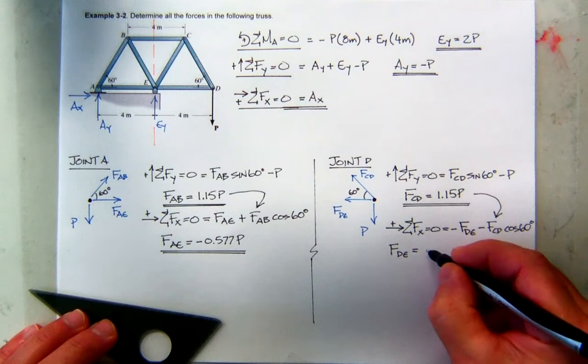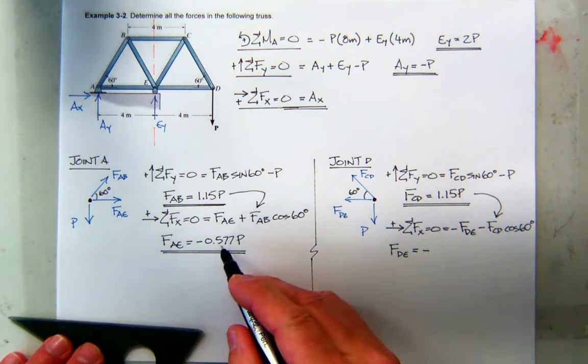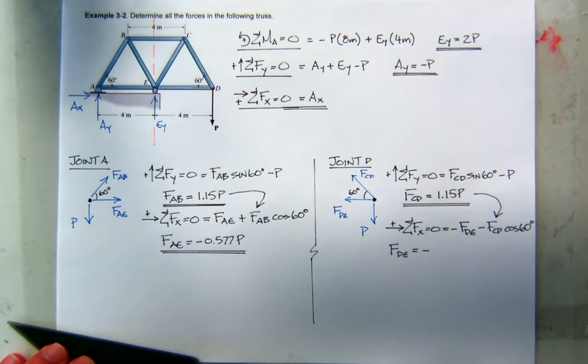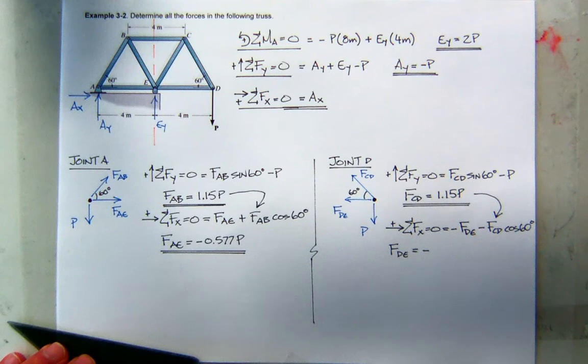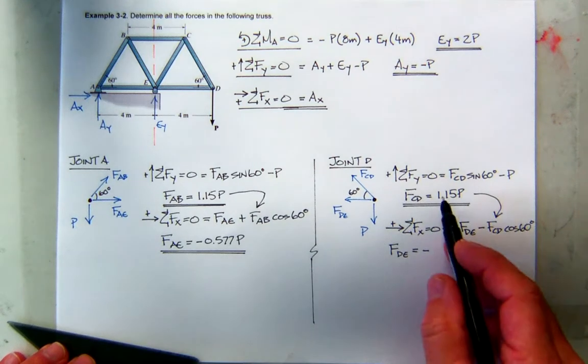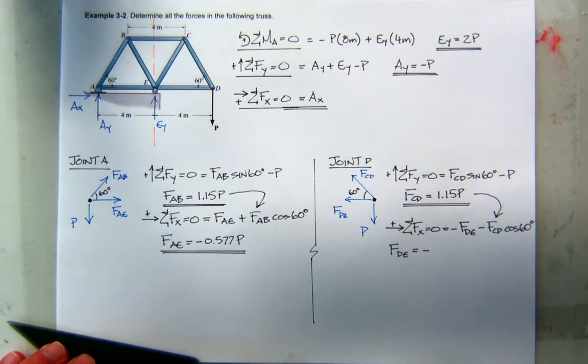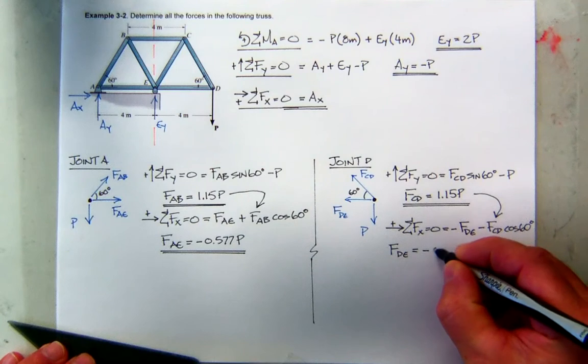is negative. And let's hope it's 0.577. Which is basically, what's the cosine of 60, times 1.15. 0.577? Yeah, you guys agreeing? You guys checked out already? Cool.